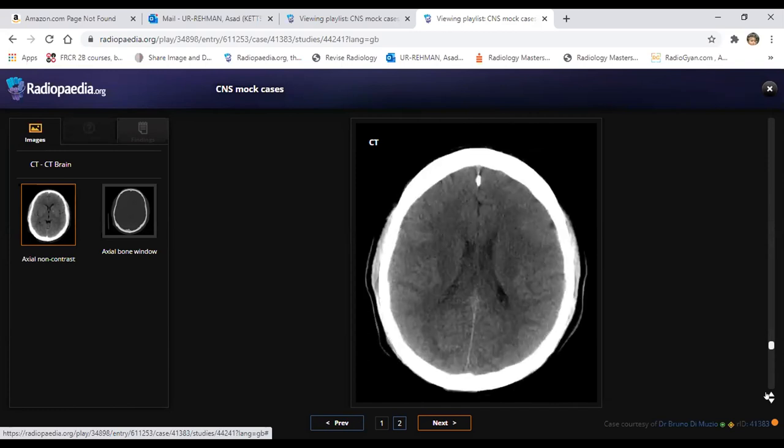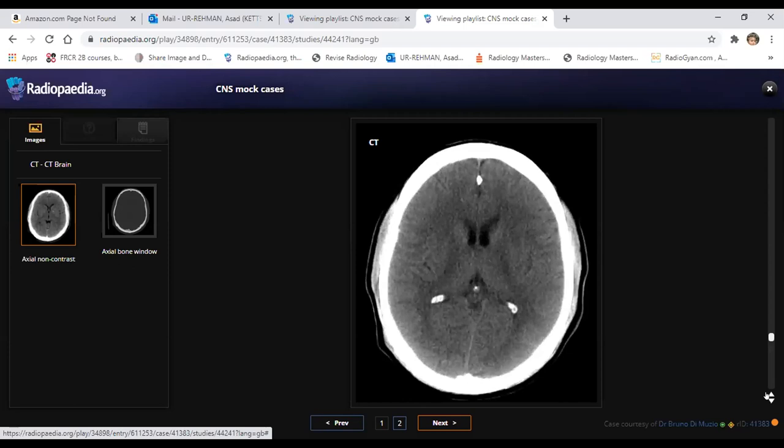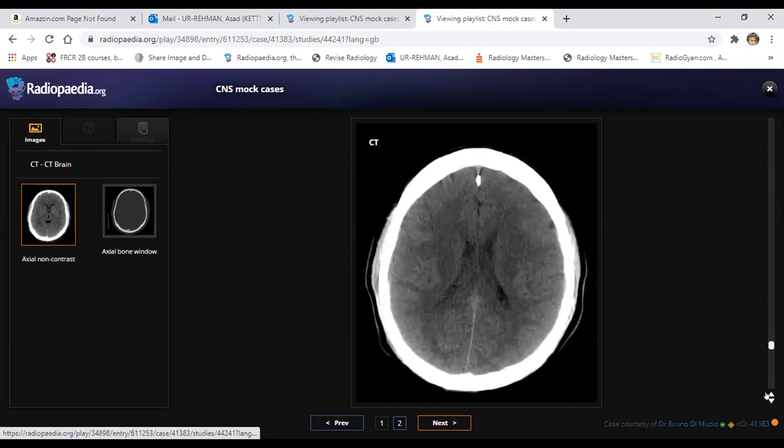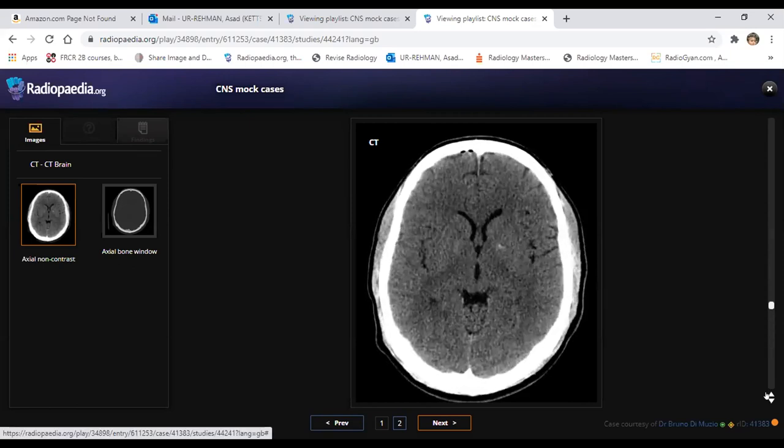Can you concentrate on the frontal lobe? Okay, I'm concentrating on the frontal lobe. A bit up? One slice. I'm looking at the brain at the region of basal ganglia, the axial section images. I can see some calcification of the basal ganglia, the lentiform nucleus, and the ventricles appear normal. I'm looking at the third ventricle.